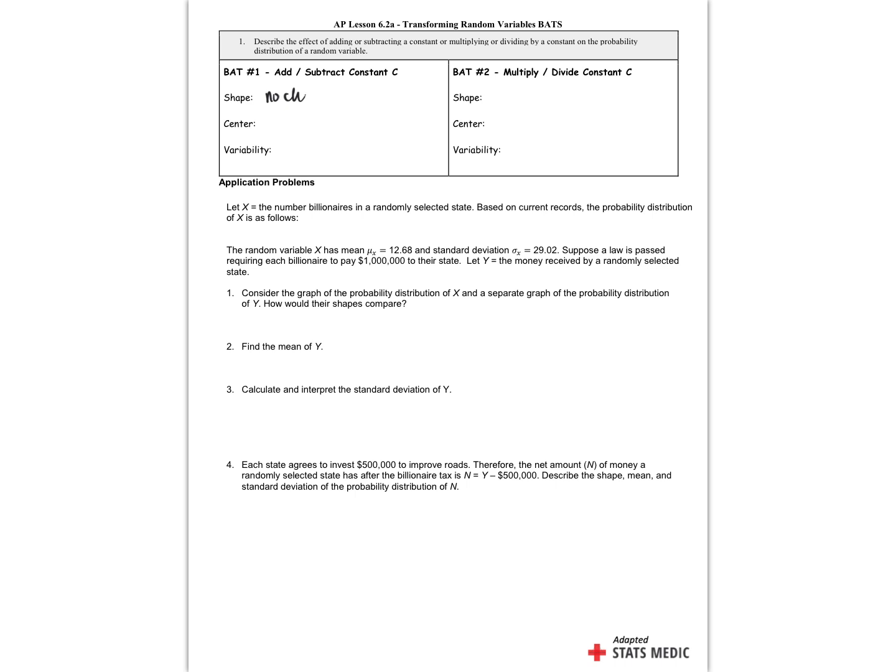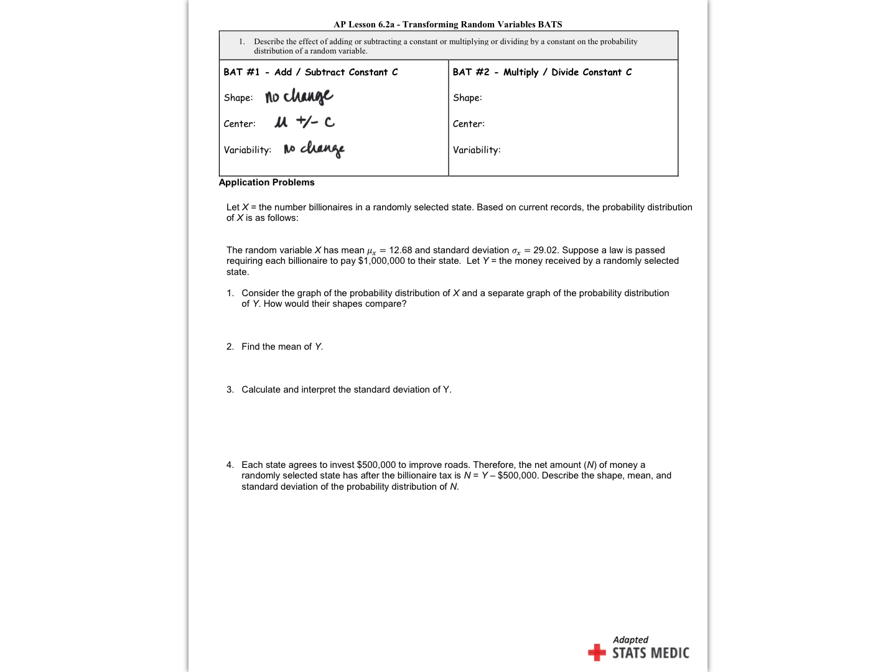No change. Constant C. So we're calling C the variable, but it's just whatever we're adding and subtracting, okay? The center, does it change? Yeah, so I would take the mean and I would add or subtract that value of whatever C is. Will the variability change? No change.